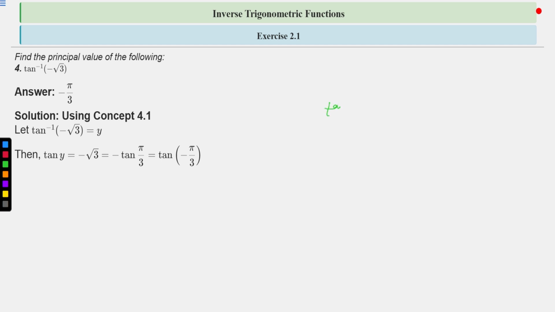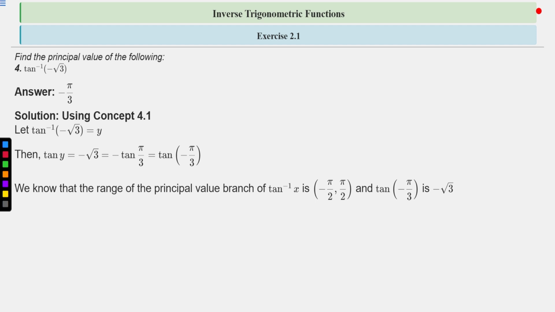Now we know that tan of minus theta is equal to minus tan theta. So we can put this minus inside, and minus tan pi by 3 can be written as tan of minus pi by 3, right? Got it?